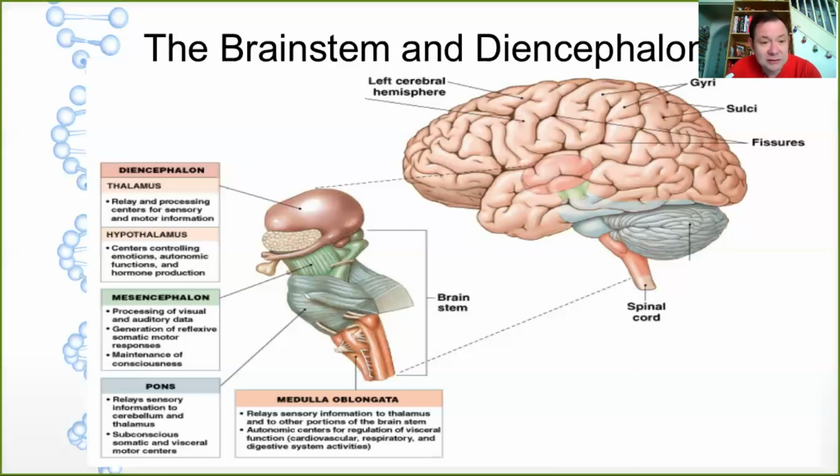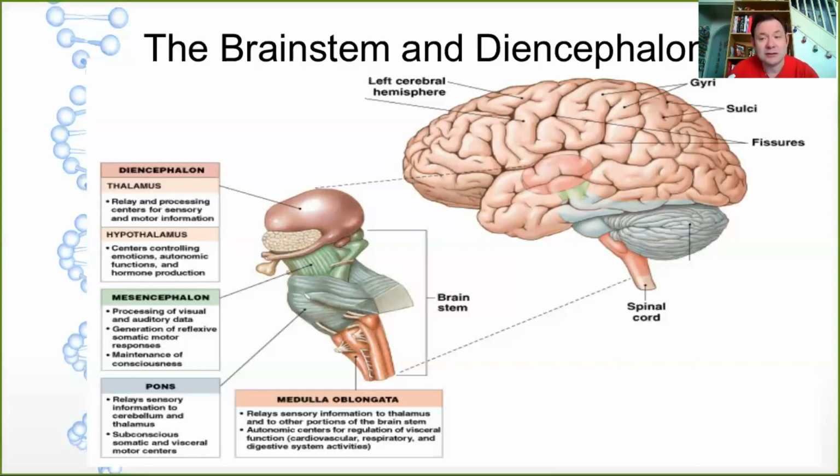Then we have the hypothalamus, and just above the hypothalamus, we have the thalamus. Now, the hypothalamus is sort of the link between your neuronal system, the brain and the nerves, and your hormonal system, which is primarily controlled by structures such as your pituitary gland. So the hypothalamus links the nervous system with the system of hormones that a person produces. I'm not going to go into hormones at any sort of depth in this lecture. That's for another lecture. Okay, so centers controlling emotions, autonomic functions, and hormone production.